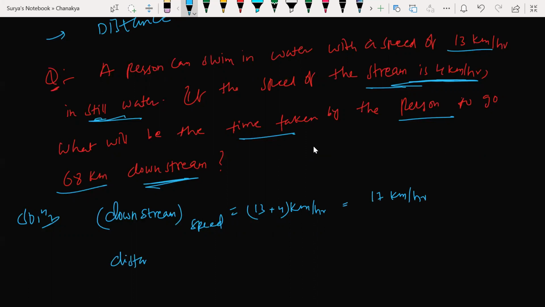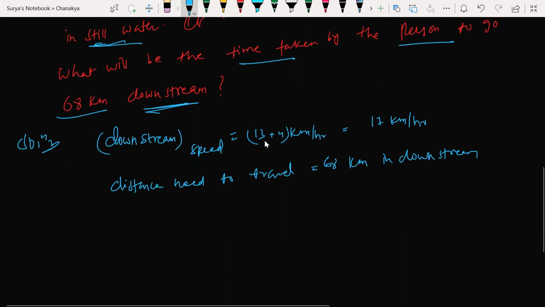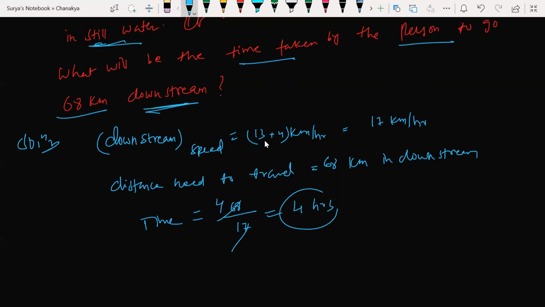What is the distance we need to travel here? 68 kilometers downstream. Everything you should write like this for the test. Then time is what? Time taken is distance 68 divided by speed 17. How much? 17 times 4 is 68, so 4 hours. Simple. Understood? Any doubts?